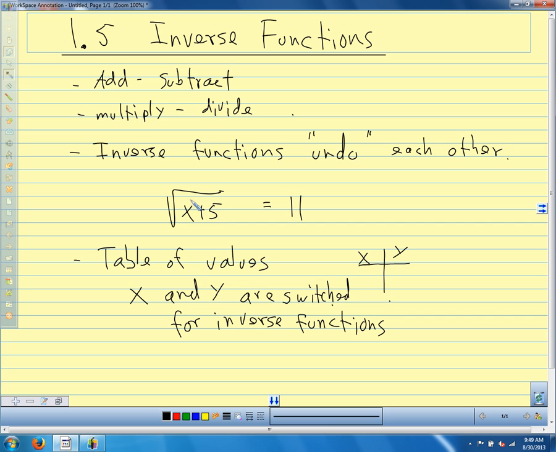So if we think of x squared and square root of x, one is a list of squares, the other is a list of the square roots. So we're switching the x's and y's. So if we have a table of values for inverse functions, the x's and y's get switched. They switch places for the inverse functions.